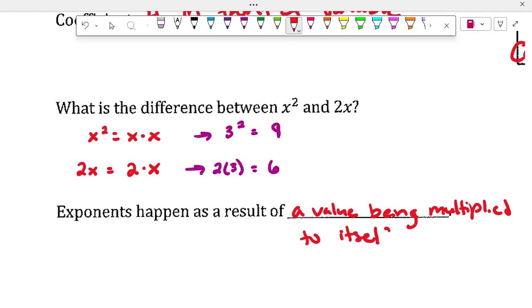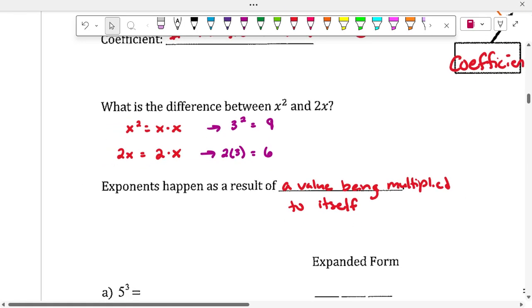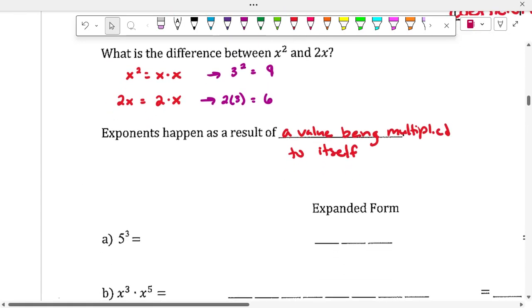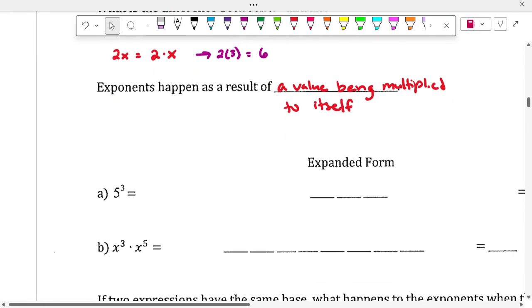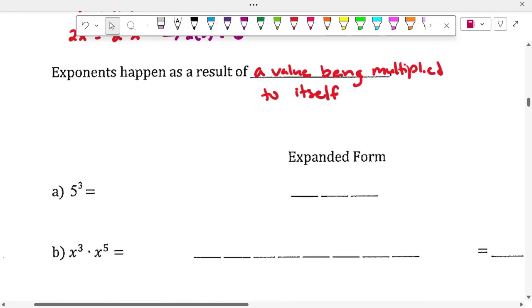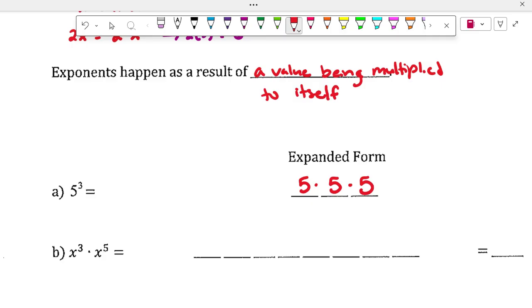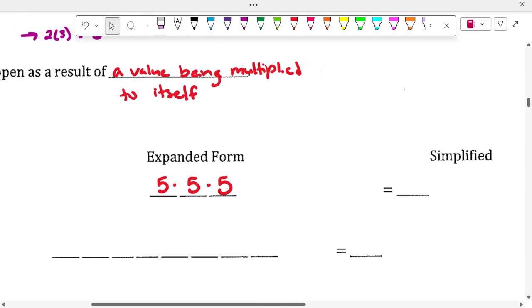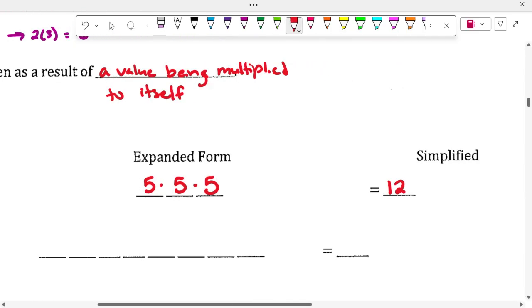So again, all of this stuff you should already know. This is just flat out review. So just to make sure you guys know, 5 cubed. If I wanted to write that out in expanded form, 5 times itself 3 times. So that would be 125.